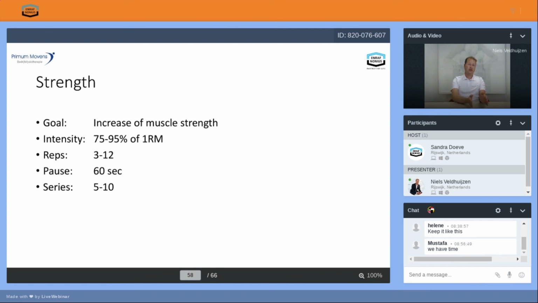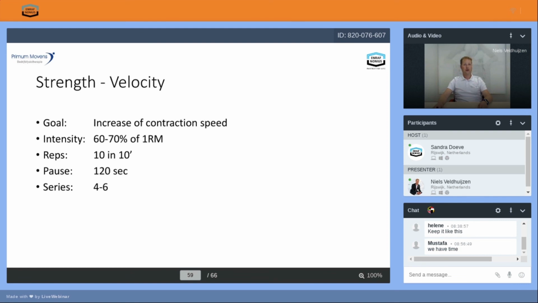At the early stage of rehabilitation, I often do a 1 repetition maximum determination twice a week, at the beginning and at the end of the week. In the next week, I do it twice as well. In the 3rd week of rehabilitation, I might do it once. This has to do with the progress in time. When we talk about the increase of muscle strength, repetitions between 3 and 12, minute pause, 5 to 10 series. You see the difference between the different variables.